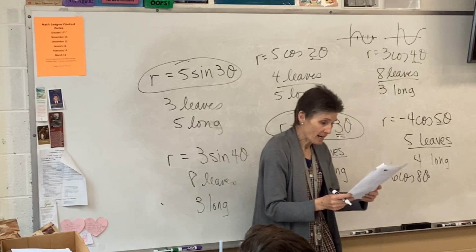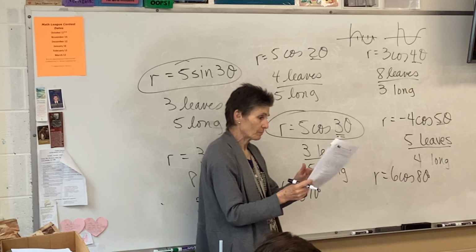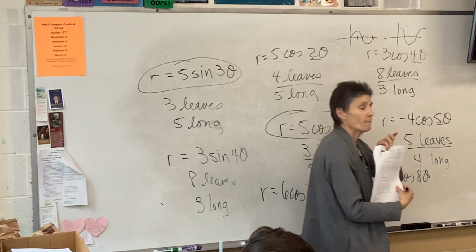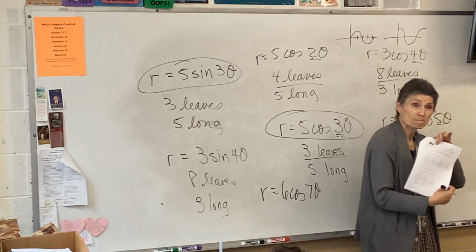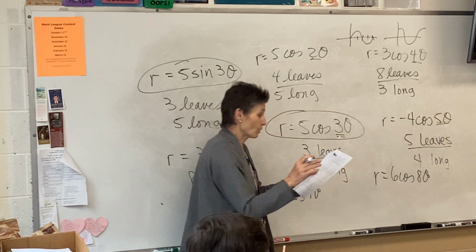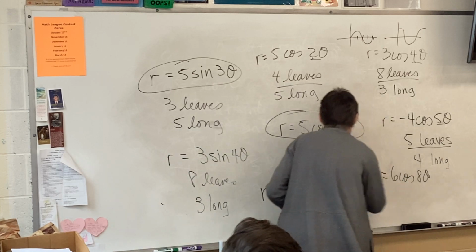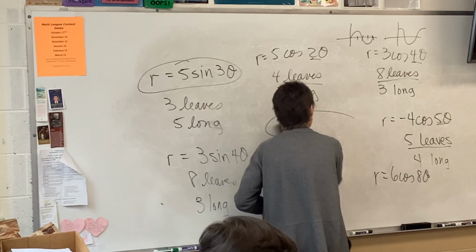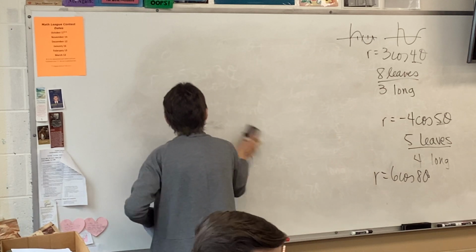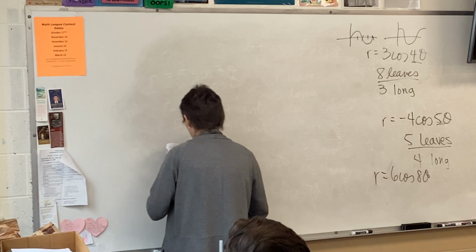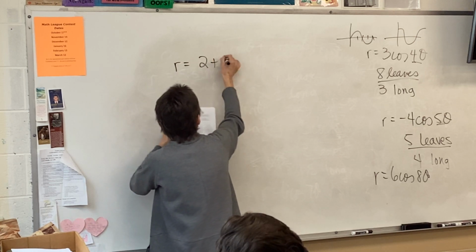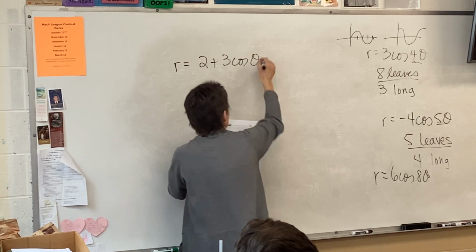All right. Now, before we do that, I want to go to the next page, polar phenomenon part 2. And we're going to do the same thing. We're going to graph these guys, and we're going to see if we can make some observations about them. So, I know you're dying to type this in. Number 2 says 2 plus 3 cosine theta.